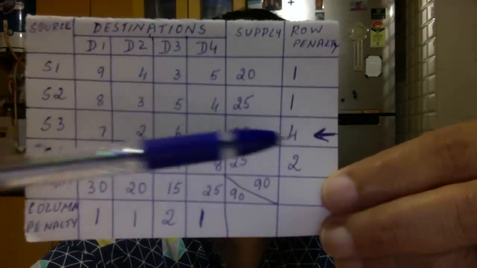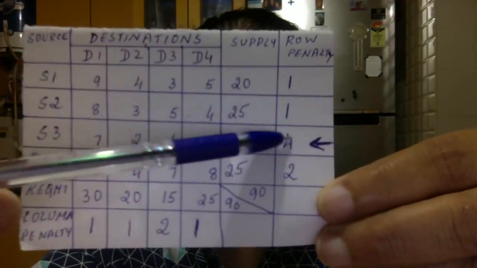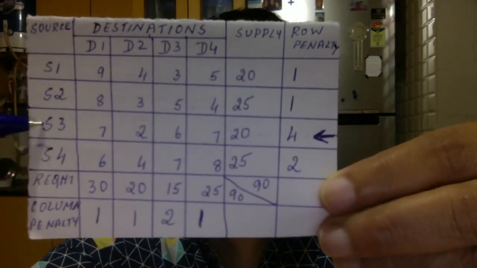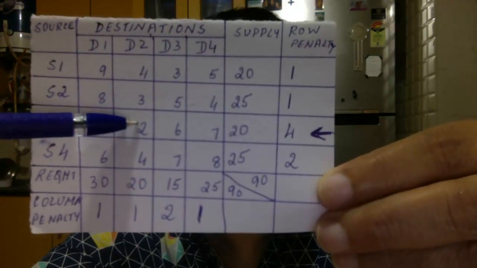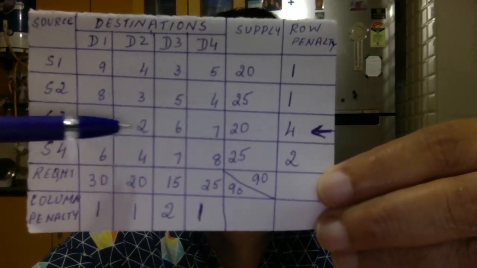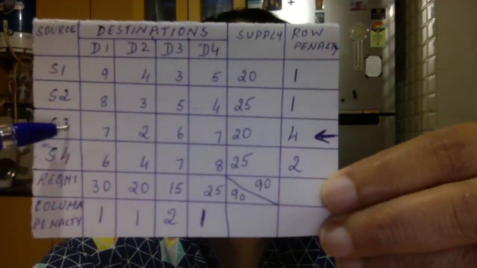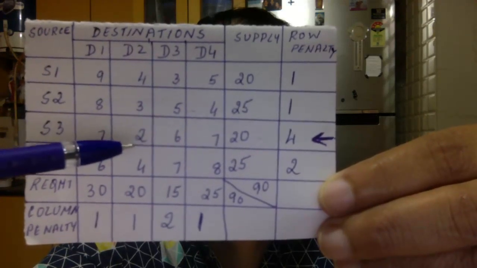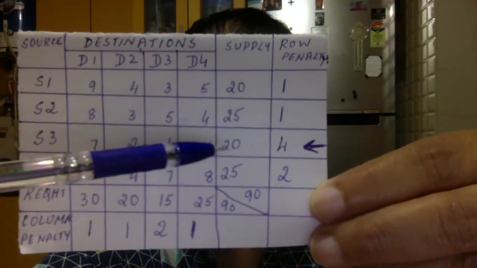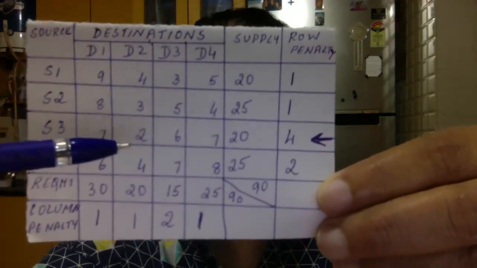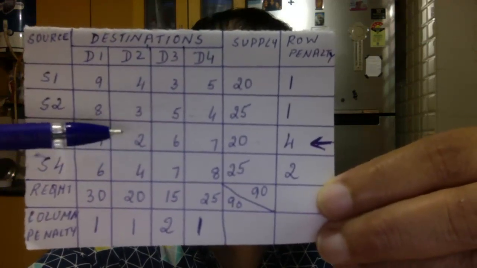So we have to allot along the row penalty, which is the highest. We have to allot in this row, or we have to allot from supply S3. In this row, the least one is 2. So I have to allot to the cell 2. I repeat, I have to allot along this row, and along this row the least is 2, so I have to allot to this cell. How much can I allot to this cell? Supply is 20. Excuse me, the requirement is 20. So I can allot to this cell 20 units.